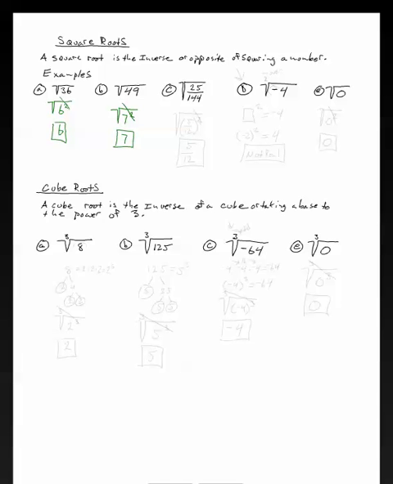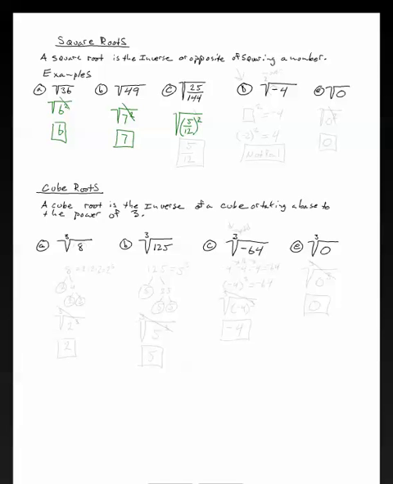In example C, we have a fraction, but both the numerator and denominator are perfect squares. So I can rewrite the square root of 25 over 144 as the square root of (5 over 12) squared, because 5 to the power of 2 is 25, and 12 to the power of 2 is 144.